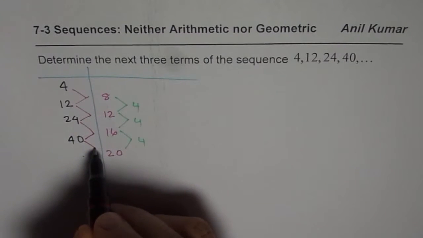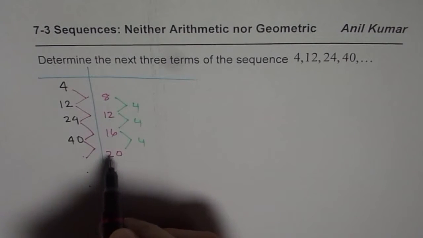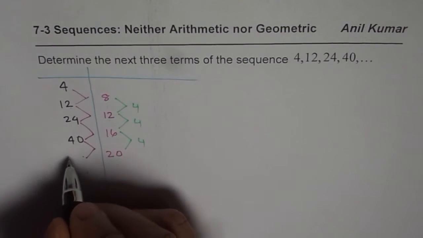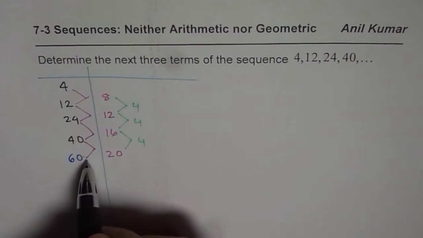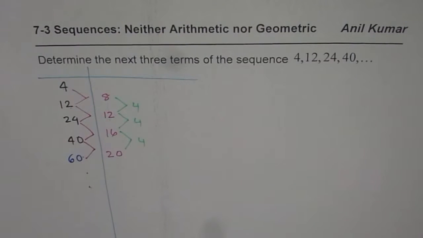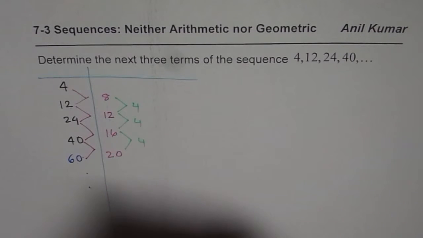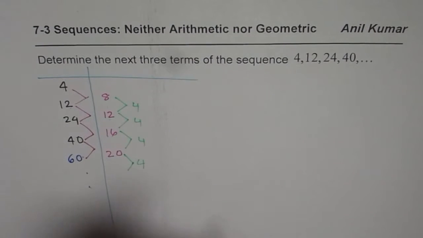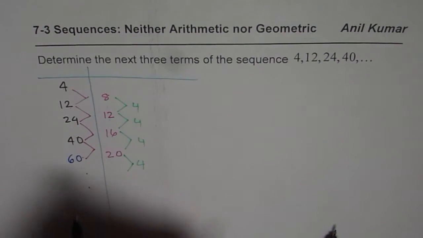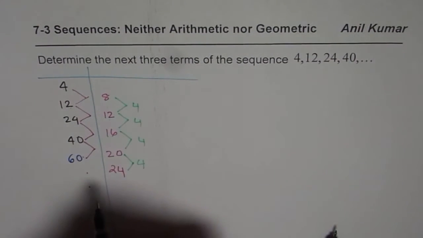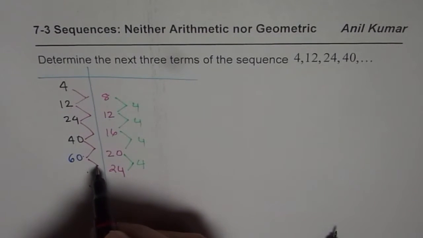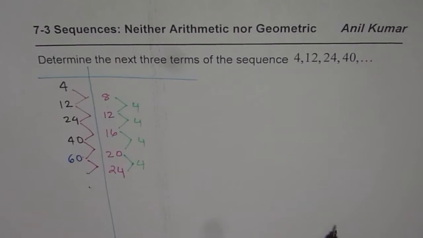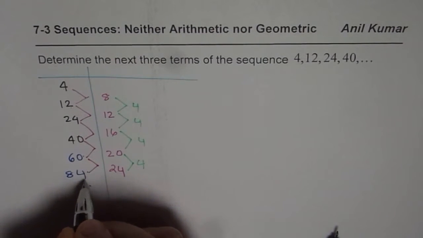So the difference between these two is 20. So the answer here should be equal to what? 60, right? Since 60 minus 40 will give me 20. So that is the kind of pattern we found. Here again we have to add 4. So if I add 4, then I get 24 here, right? So I can add 24 to 60 to get my next term, which is 84, right?